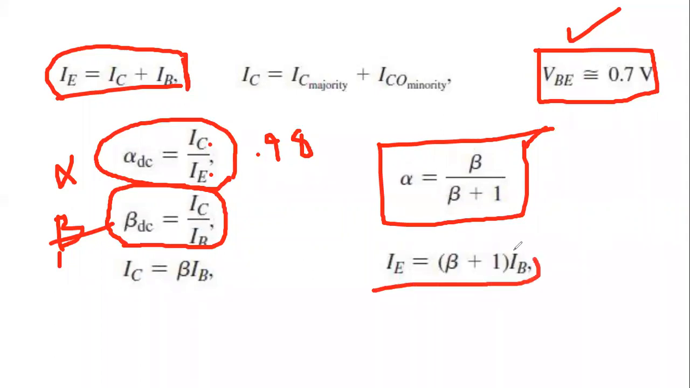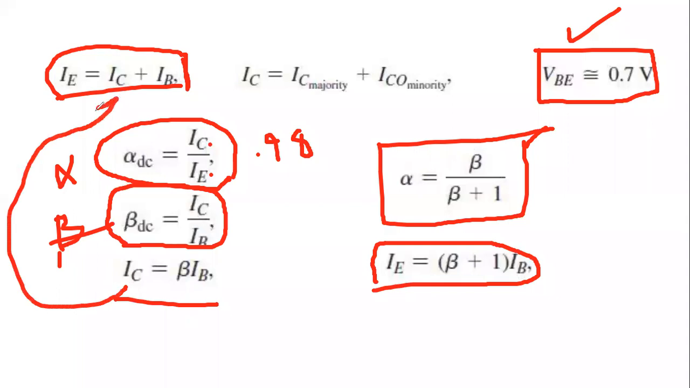And another equation is IE equals (beta plus 1) IB. So how do we get this? From the beta equation, beta equals IC by IB, we can easily get IC equals beta IB. Just cross multiply and put this value of IC in IE equals IC plus IB. It will be beta IB plus IB. If we take IB common, it will be beta plus 1. So IE equals (beta plus 1) IB. We get these equations from using the other two equations. So these are the important relations.